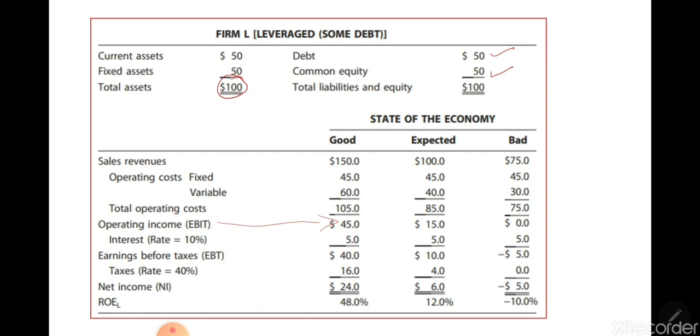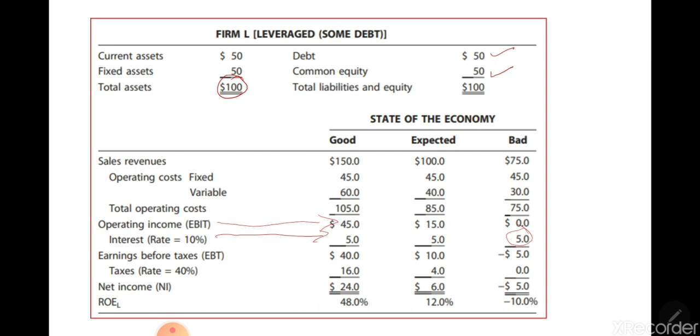So now you are going to pay the interest rate of 10%. And the interest will be paid regardless of how the economy performs. If the economy performs good, you have to pay it. If the economy performs normal, you have to pay it. And if the economy performs bad, even in a situation where you have zero profit, you still have to pay your interest. So interest is something that you will have to pay regardless of the economic situation.